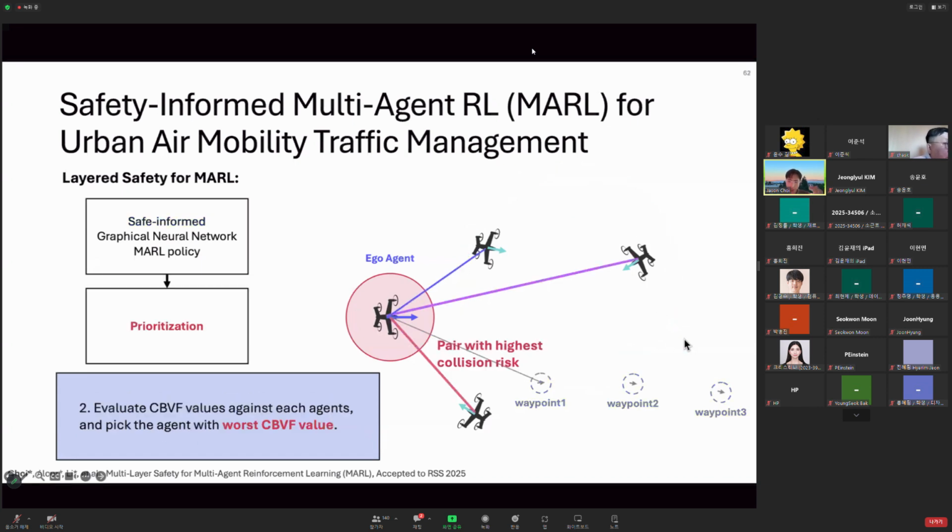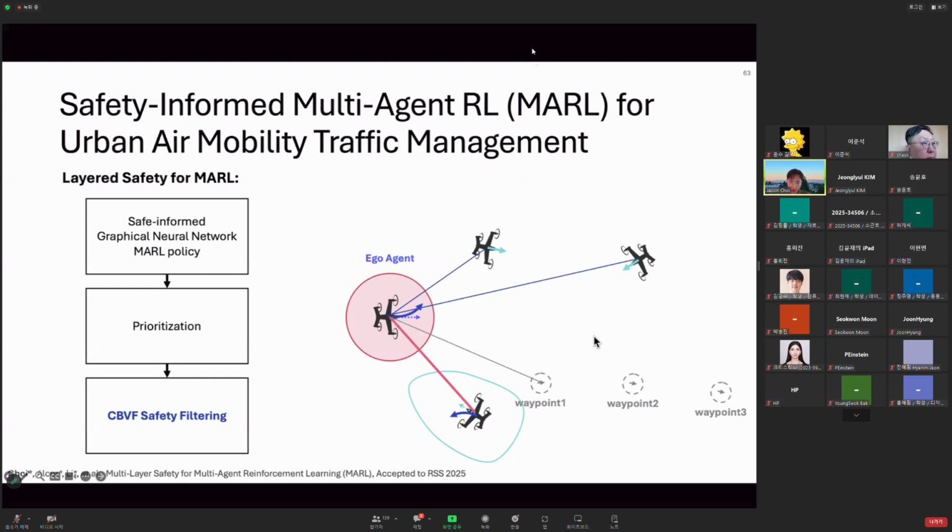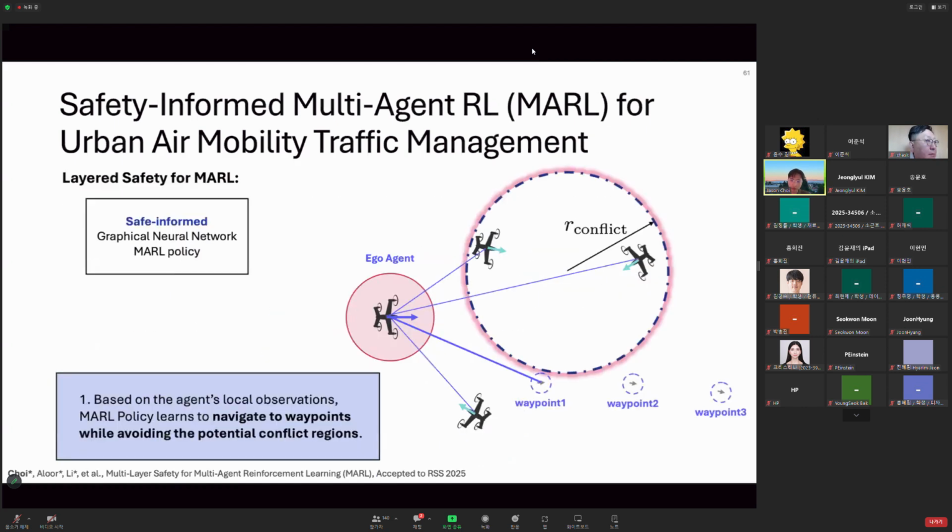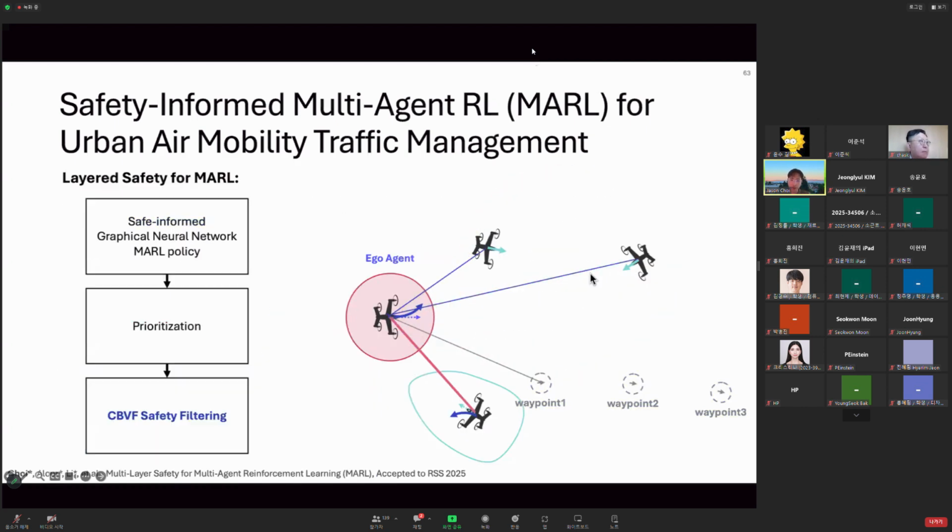And then following that are the hard constraints. We evaluate again this CBVF value, or the reachability value function, for each pair of agents. The pair with the minimum, or worst, value is the pair with the highest collision risk at the moment. Then we apply the reachability-based safety filtering, or the barrier function-based safety filtering, to that particular pair of vehicles. So by doing so, there's a hierarchy of safety imposed in each layer, starting from the soft safety that informs the agent to avoid such potential conflict region, all the way down to this active engagement for collision avoidance.